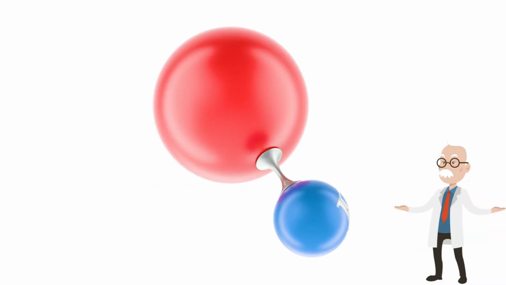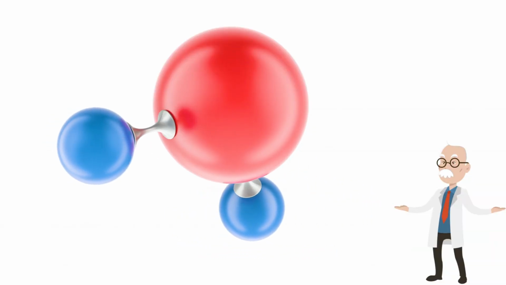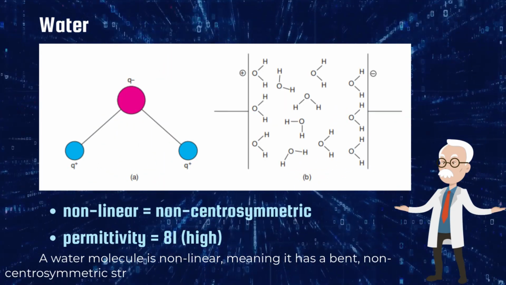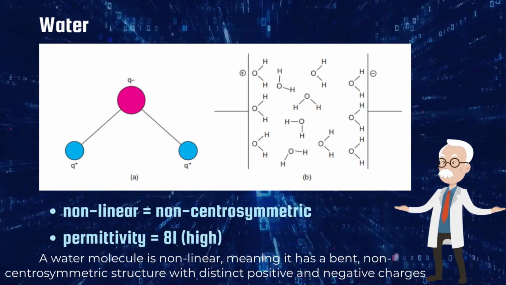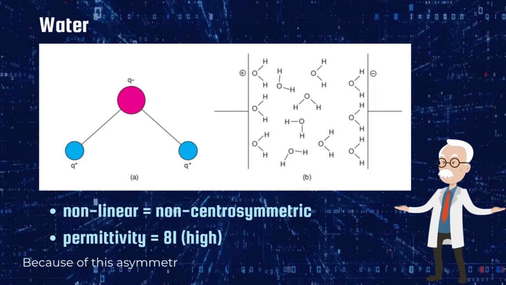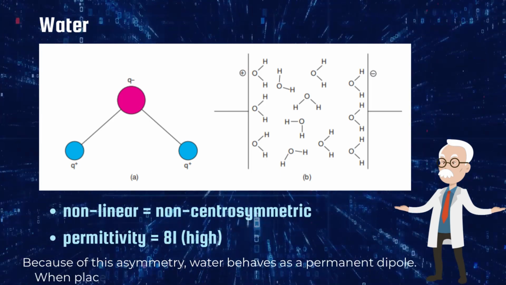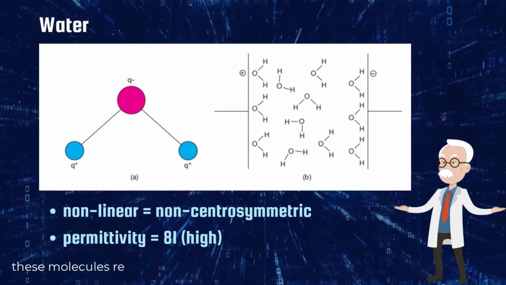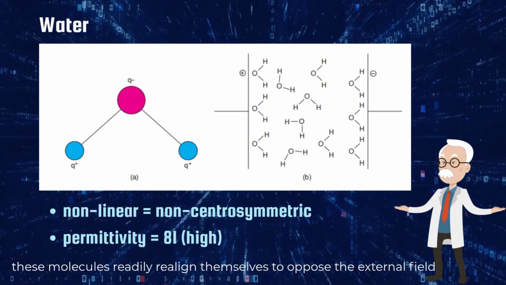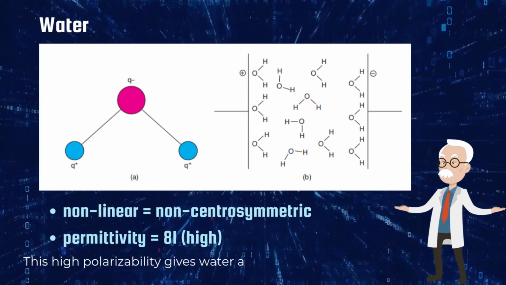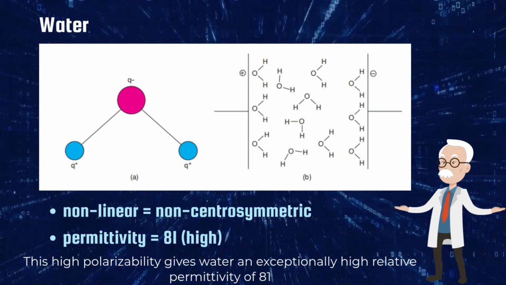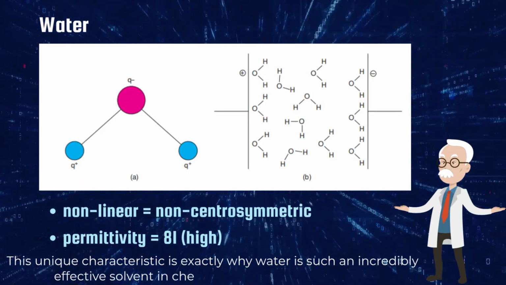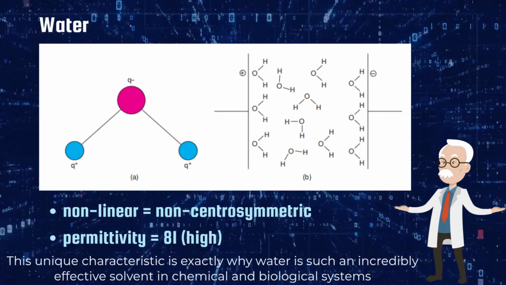Let's take a look at the unique molecular properties of water. As shown in the diagram, a water molecule is nonlinear, meaning it has a bent, non-centrosymmetric structure with distinct positive and negative charges. Because of this asymmetry, water behaves as a permanent dipole. When placed in an electric field, as illustrated in diagram B, these molecules readily realign themselves to oppose the external field. This high polarizability gives water an exceptionally high relative permittivity of 81. This unique characteristic is exactly why water is such an incredibly effective solvent in chemical and biological systems.